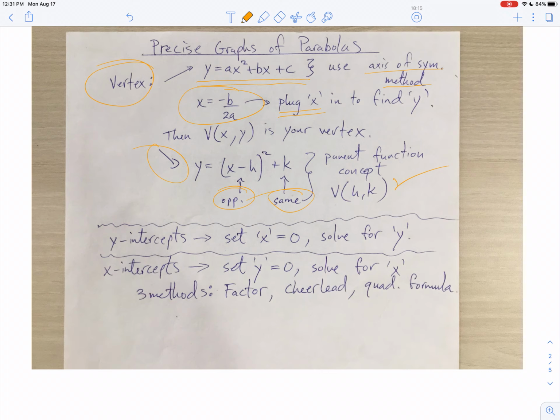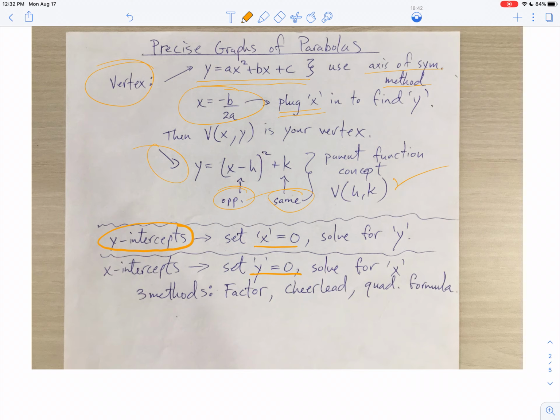So when you need to find a vertex, it depends on which format they give you originally. Do the easiest possible way. Now, whenever you want to find a y-intercept, no matter which format you're in, what do you do? You set x equal to 0. You get y. How do you find x-intercepts? You set y equal to 0, and you solve for x.